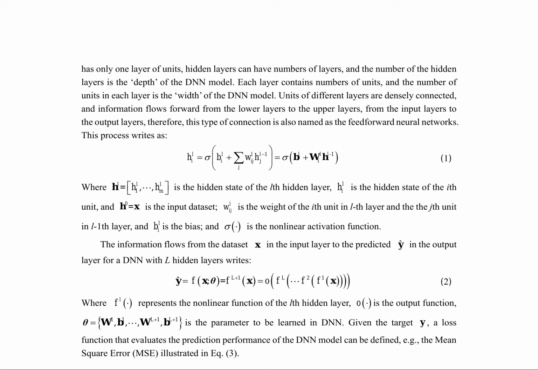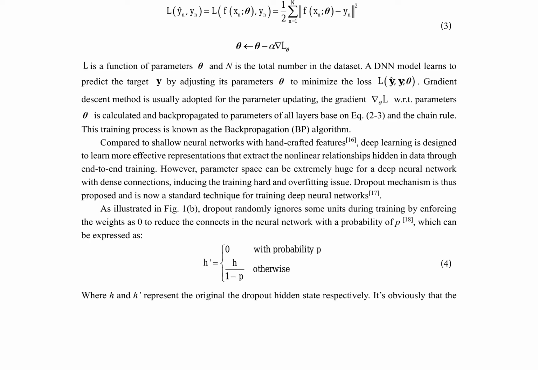Deep neural networks, DNNs, consist of multiple layers of units, with the number of hidden layers defining the depth, and the number of units in each layer defining the width of the model. Units in different layers are densely connected, allowing information to flow forward from lower to upper layers. This feed-forward process is represented by equation 1, where the hidden state of the l-th hidden layer is calculated using the weights, biases, and nonlinear activation function. The overall process of a DNN with L hidden layers is described in equation 2, where the predicted output is obtained by applying nonlinear functions to the input dataset.